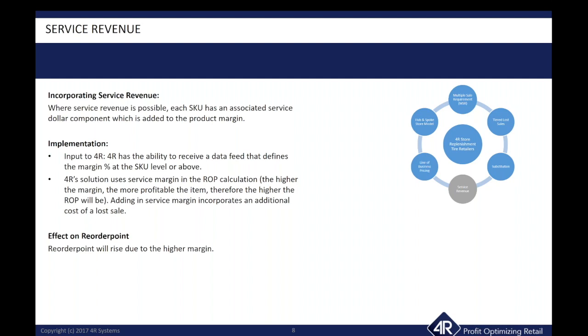So the additional service revenue that is associated to each SKU leads to a slightly higher and more accurate reorder point due to the higher margin. 4R has the ability to receive the data feed that defines the margin percent at the SKU level or above.